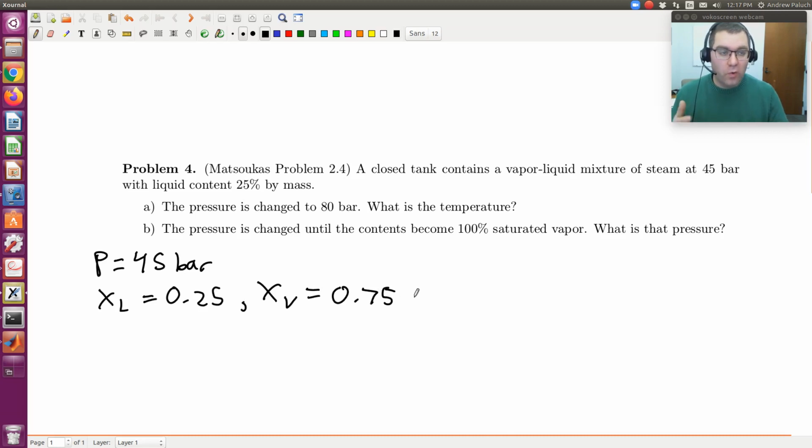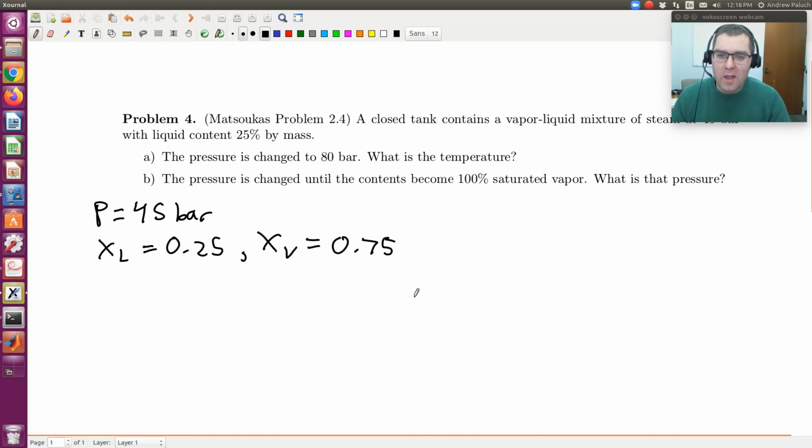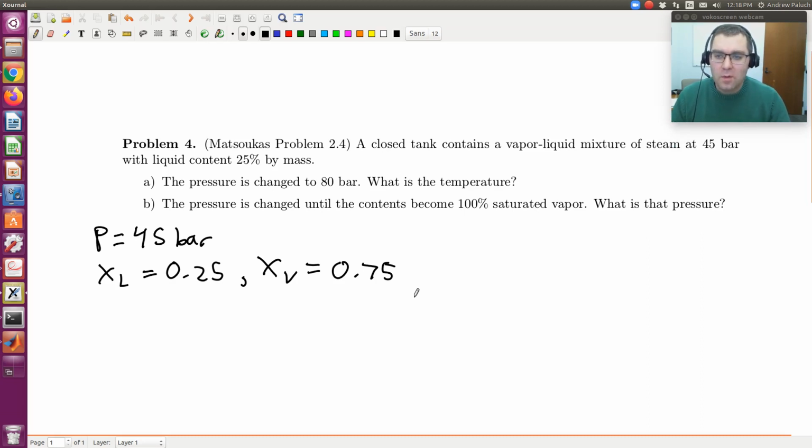And since we have a liquid fraction of 0.25, we know our system's at vapor-liquid coexistence, both liquid and vapor are present. So for a single component two-phase system, I have a single degree of freedom. So 45 bar is sufficient to pin down the state of our system. Cool. And then in A, the pressure is going to be changed to 80 bars, and we're asked, what is the temperature? Okay, got it.